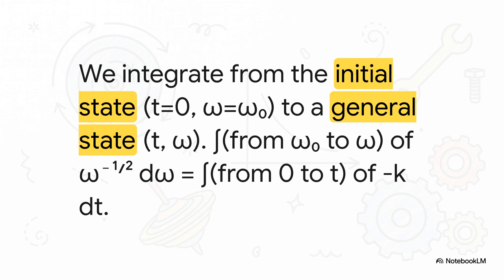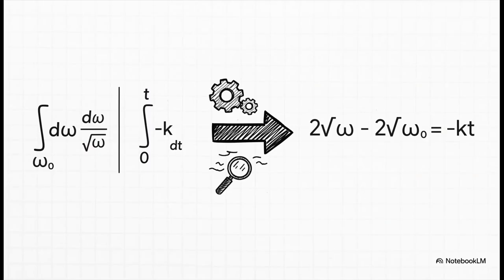Now that our variables are separated, we can integrate both sides. And we're going to use a definite integral here. So on the left, we'll integrate from our initial angular velocity, omega naught, up to some later velocity, omega. And on the right, we'll integrate from our start time, which is t equals 0, to that corresponding later time, t.